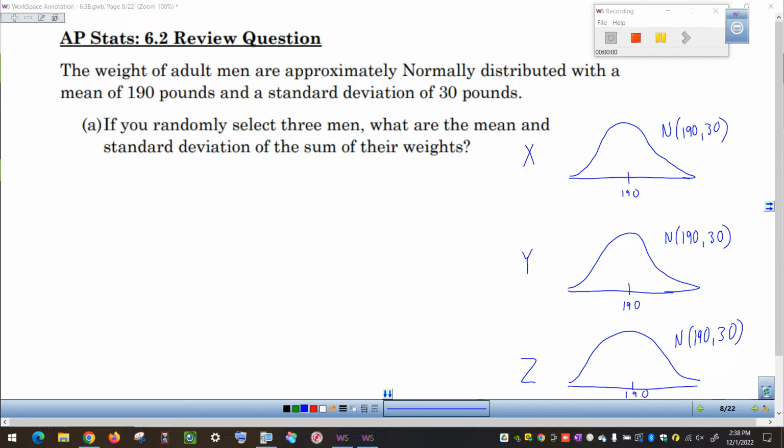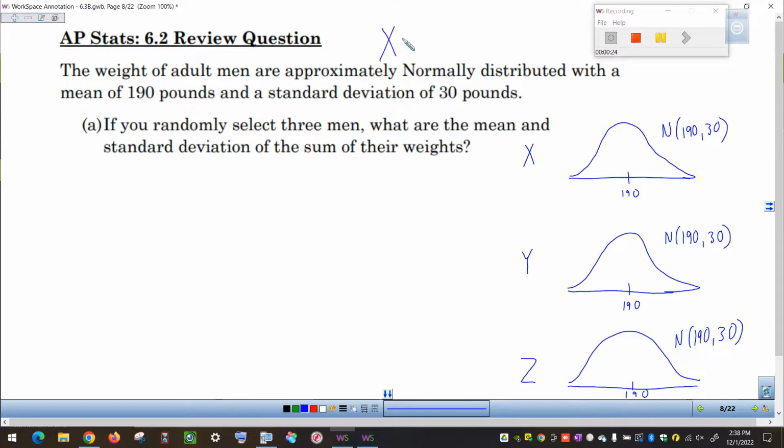All right, so what I bring off to the side here is, we look at part A. It says if we randomly select 3 men, what are the mean and the standard deviation of the sum of their weights? So this is thinking about combining distributions, but now we have 3 of them. So it's kind of like we're doing x plus y plus z.